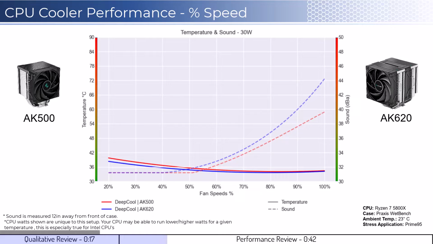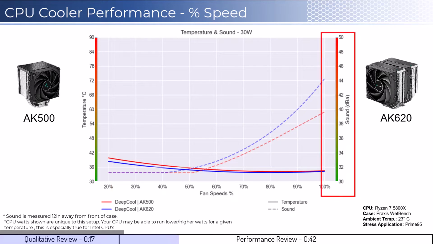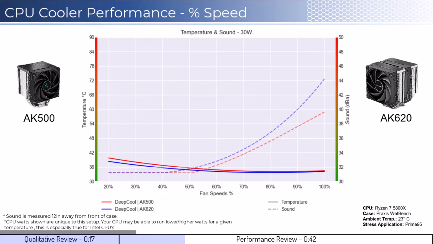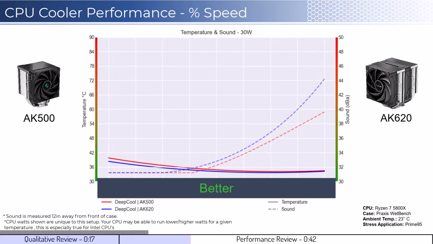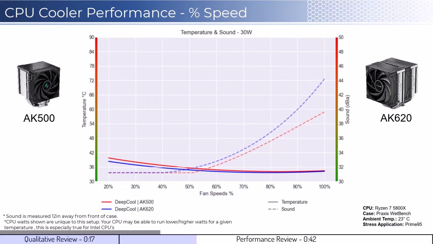To orient you to the graph, the left side shows temperatures corresponding to the solid lines, with the right side showing noise levels represented by the dashed lines. As a general rule, lower is always better for the data shown. With that in mind, we will first look at the performance on an idle CPU, which is assumed to be using 30 watts of power.